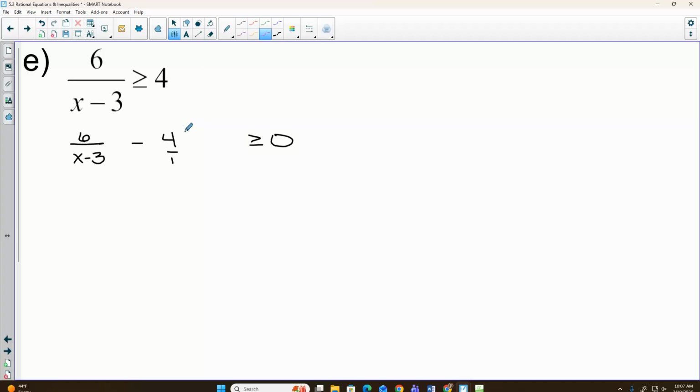So if I'm going to get the same denominator, I have to multiply by x minus 3 on top and bottom. So we get 4x minus 12 over x minus. All right, then what do we do?